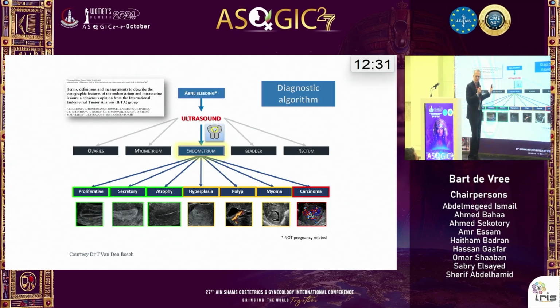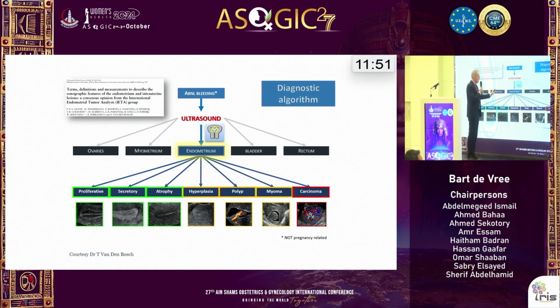I like to show this slide. It's a slide from Dr. Van den Bos, who is from Belgium. He's very famous because he is the leader of a group of ultrasonographers, and this is a very important paper. I call it the mother paper about how we should look at the endometrium when we are trying to diagnose abnormal uterine bleeding.